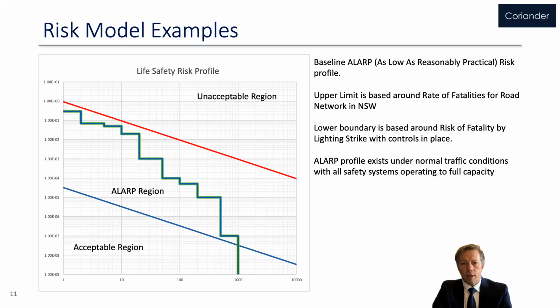This plot shows the rate of fatalities for the road network in New South Wales. And obviously we want to be in the lowest possible part of these curves. Typically, when we certify a tunnel, the as low as reasonably practical region is the region that exists under normal traffic conditions and with all safety systems operating at full capacity.